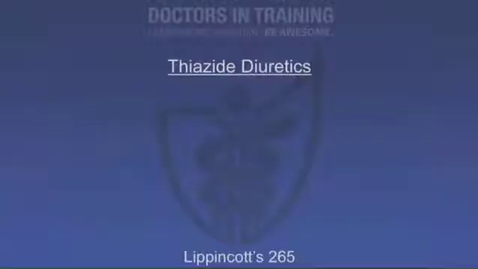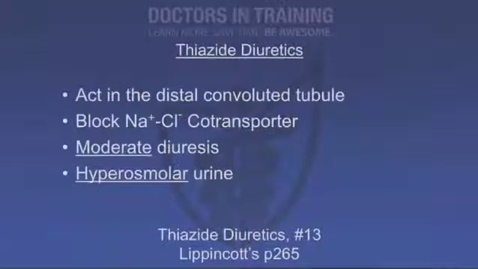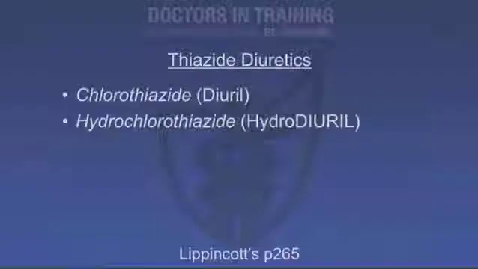We're going to talk about thiazide diuretics. Thiazide diuretics act in the distal convoluted tubule by blocking the sodium chloride cotransporter on the filtrate side of the membrane. So what happens here is that this promotes a moderate diuresis and also leaves you with fairly hyperosmolar urine. The thiazides are chlorothiazide and hydrochlorothiazide. Hydrochlorothiazide is pretty much the one that I use most often in my practice.